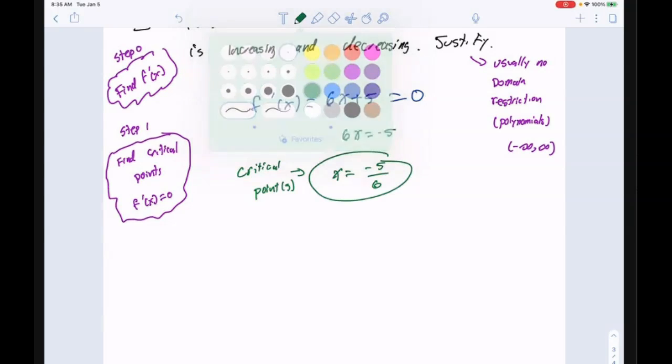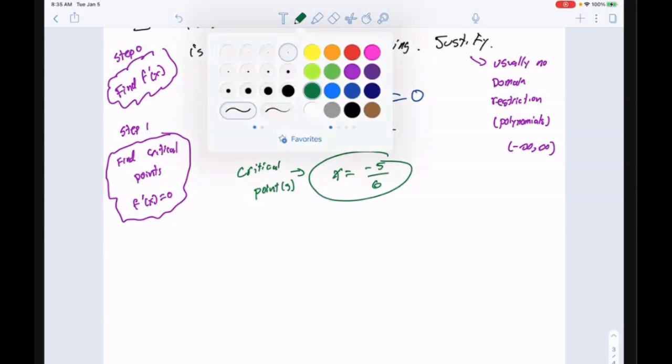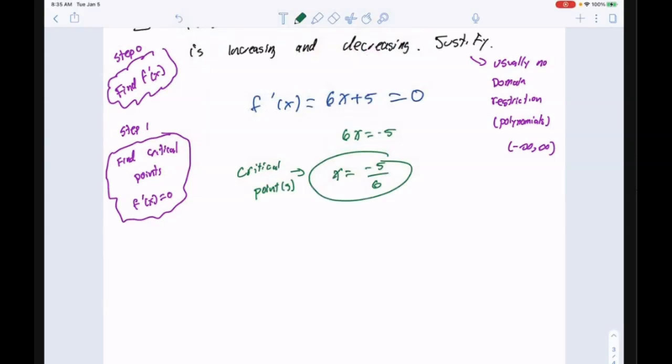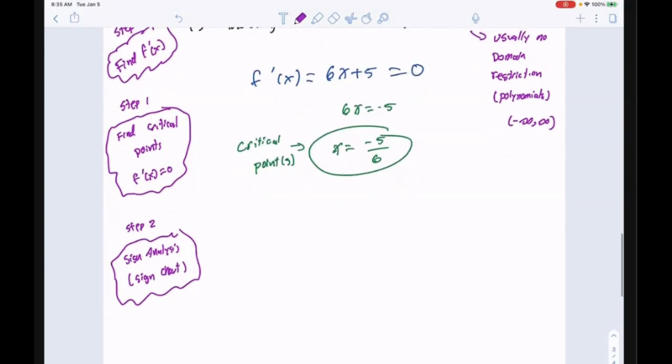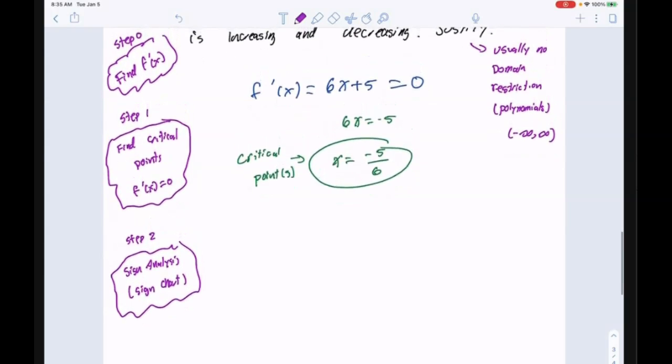Step 2. After we found our critical points, what do we do then? Now we do sign analysis? Yes, now we do the sign analysis, which we refer to as the sign chart. You should feel very comfortable with the process: take a derivative, set equal to 0, solve, make a sign chart.